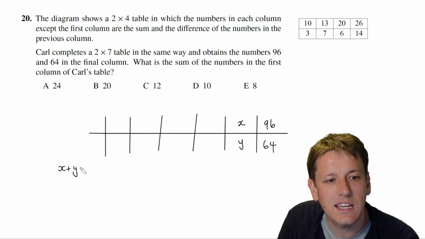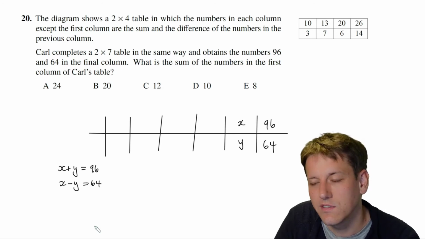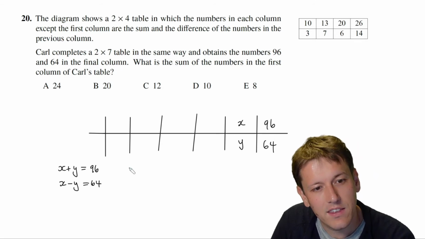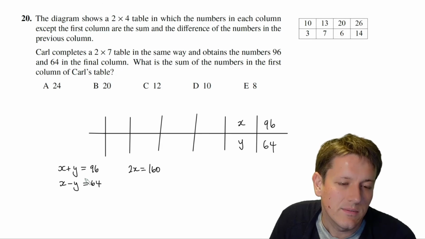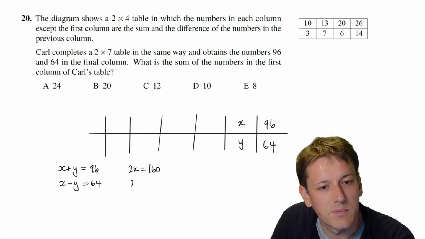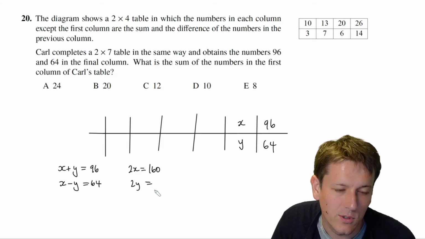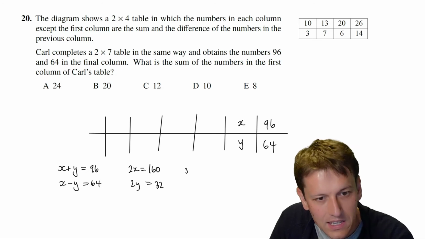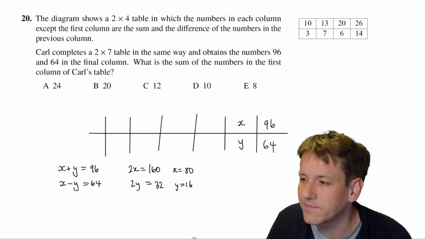Right, so I need x plus y to be 96, and I need x minus y to be 64. Okay, so I've got simultaneous equations here. I can add them together to get 2x equals 160, and the y's cancel out, and I could subtract the simultaneous equations, and then I'd have y minus minus y is 2y, and the x's would cancel out. And here I'd get 96 minus 64, which is 32. So dividing by 2 here, I get that x equals 80 and y equals 16.